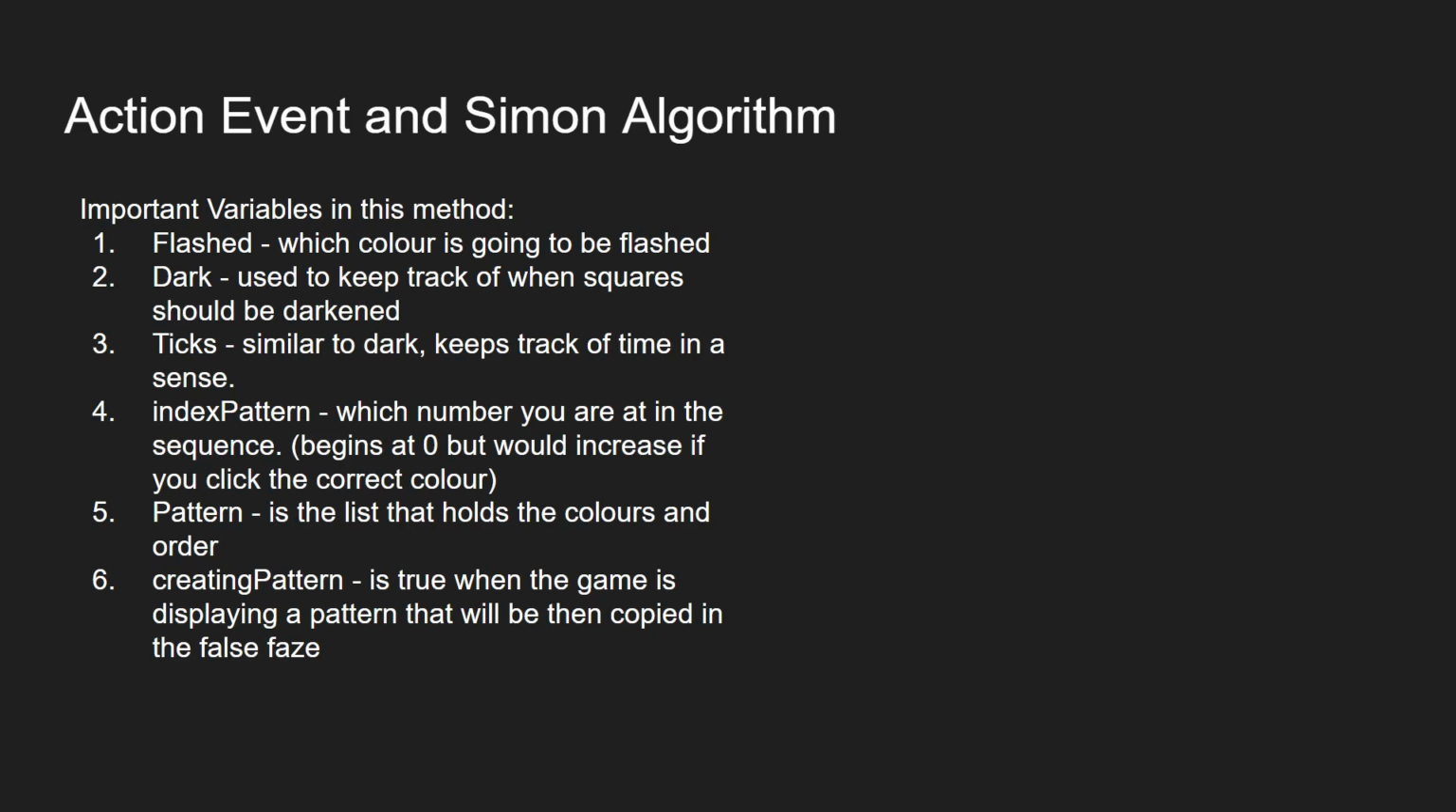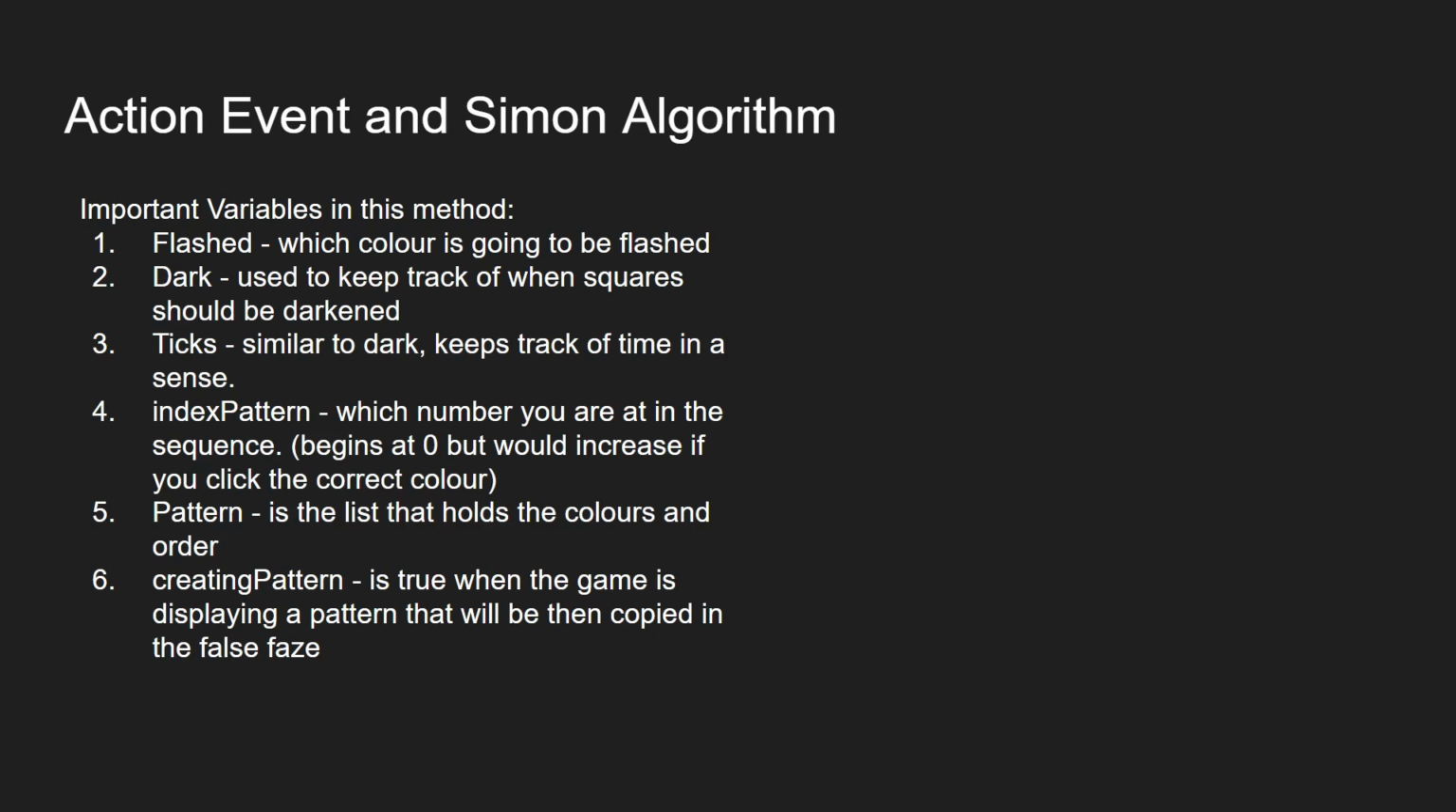We also have two variables called dark and time. And these are basically used to keep track of time, as the game uses a JTimer to basically have a frame rate and make it so the game runs well with time. The next variable is index pattern, and this variable basically tracks which number you are at in the sequence. So it would begin at 0, but if you say in a sequence of 4, you get the first one right, then it will become 1, etc., all the way up to 4.